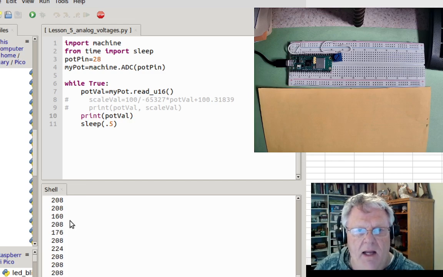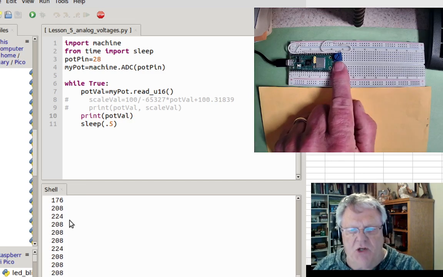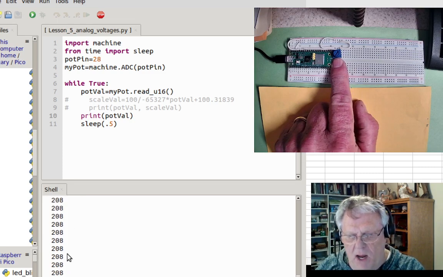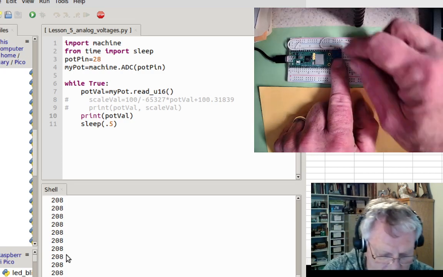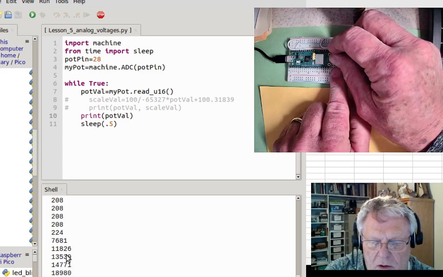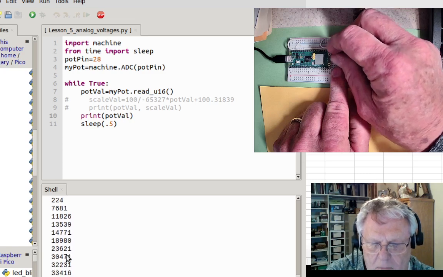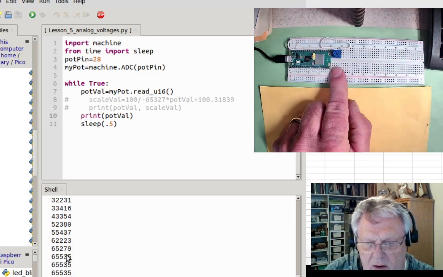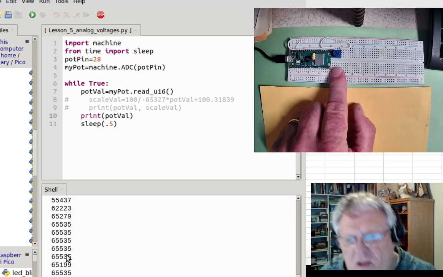Right now my potentiometer is all the way to the left, and the lowest number I have here is about 208. So when I turn the potentiometer to the right, of course the numbers get bigger and bigger. And the biggest number I have there is 65535.